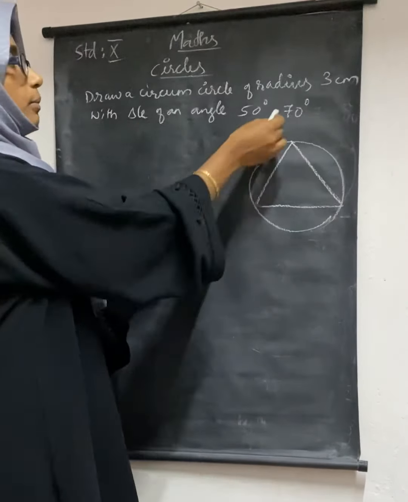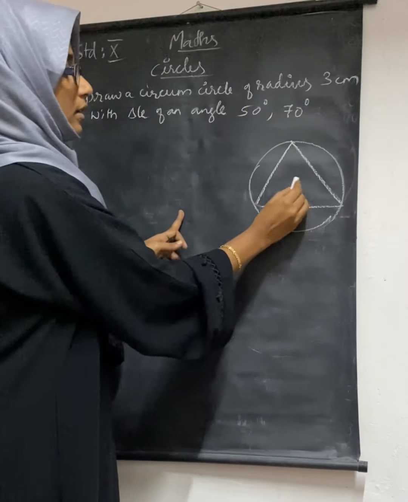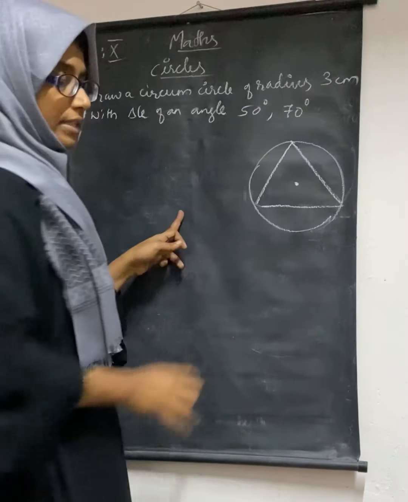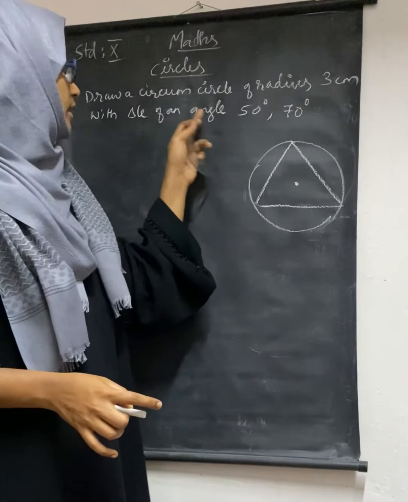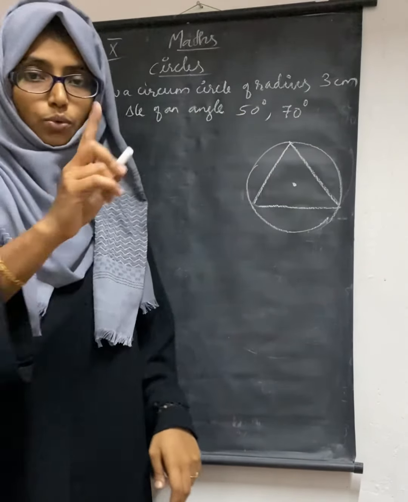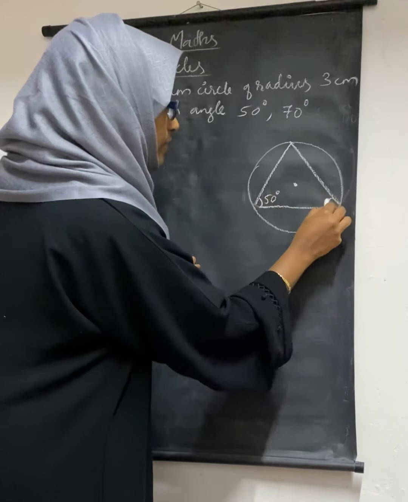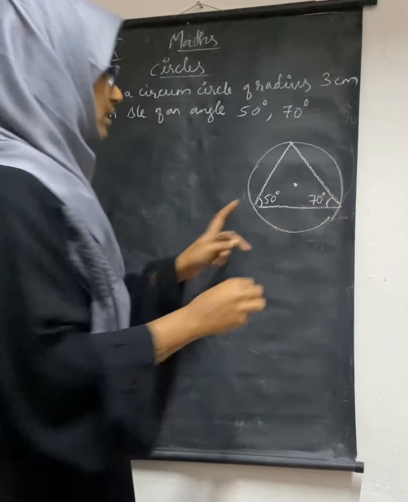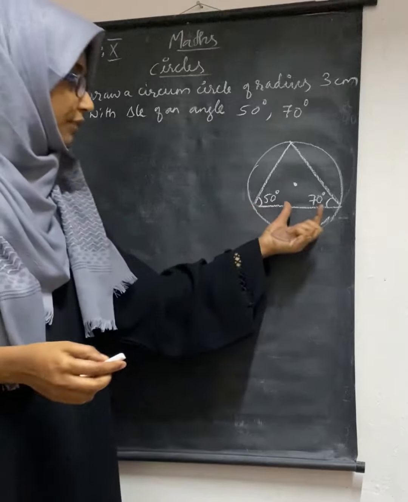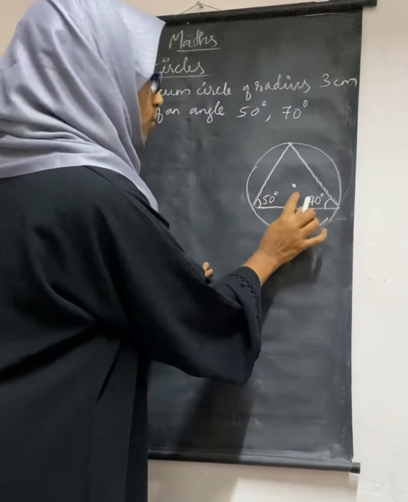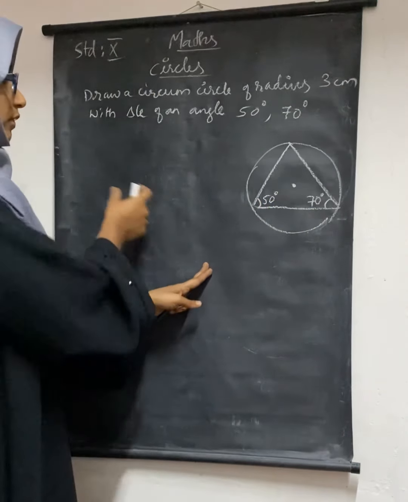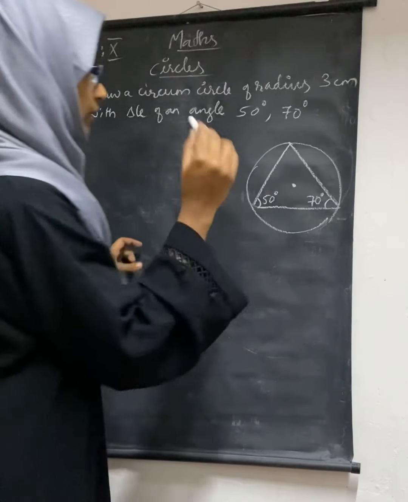So what type of figure do you have to draw? The circle's radius is 3 cm and the triangle's angles are 50 degree and 70 degree. Only 2 angles are given. So this will be 50 degree and this will be 70 degree. This figure we have to draw here. This is the rough figure showing. So how can we do this one? Using the measurements, so that we are going to see now.